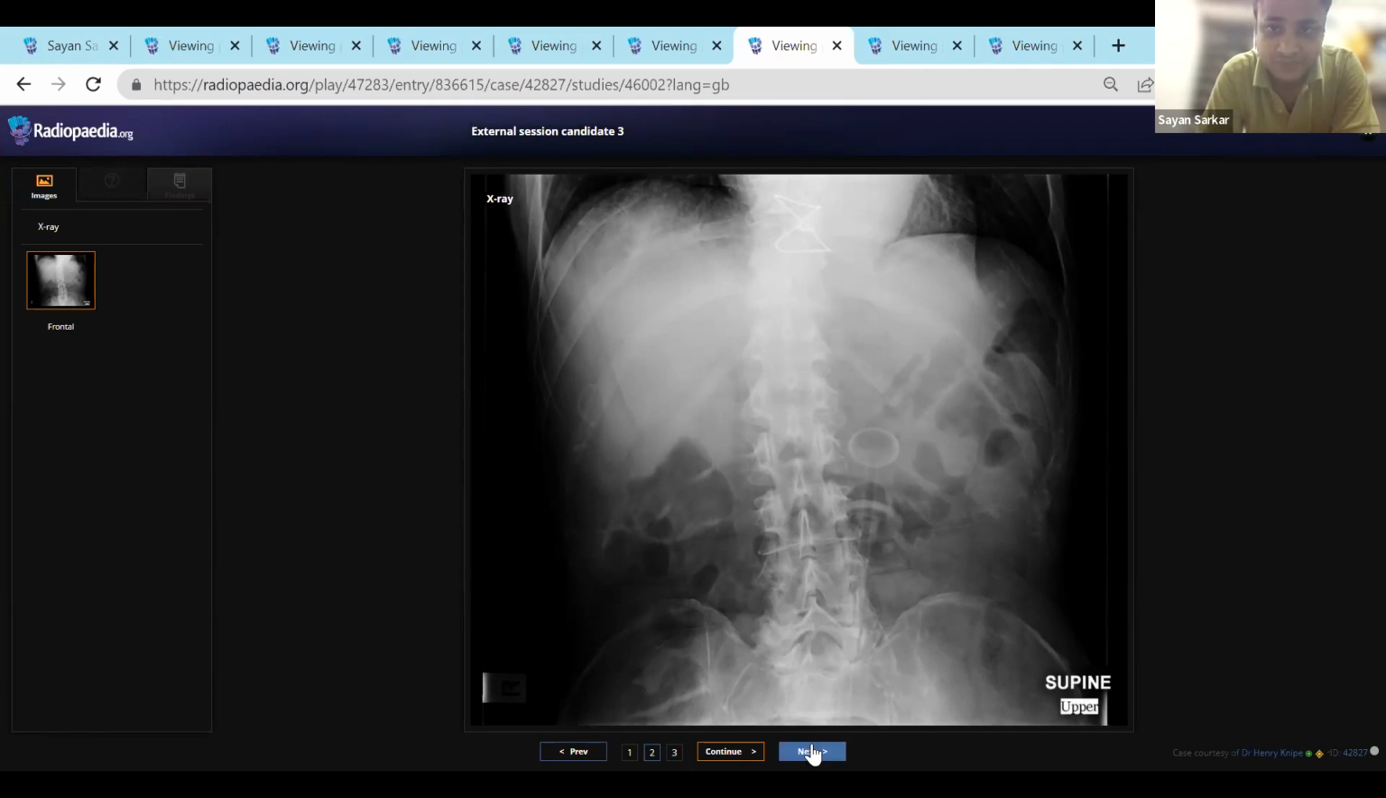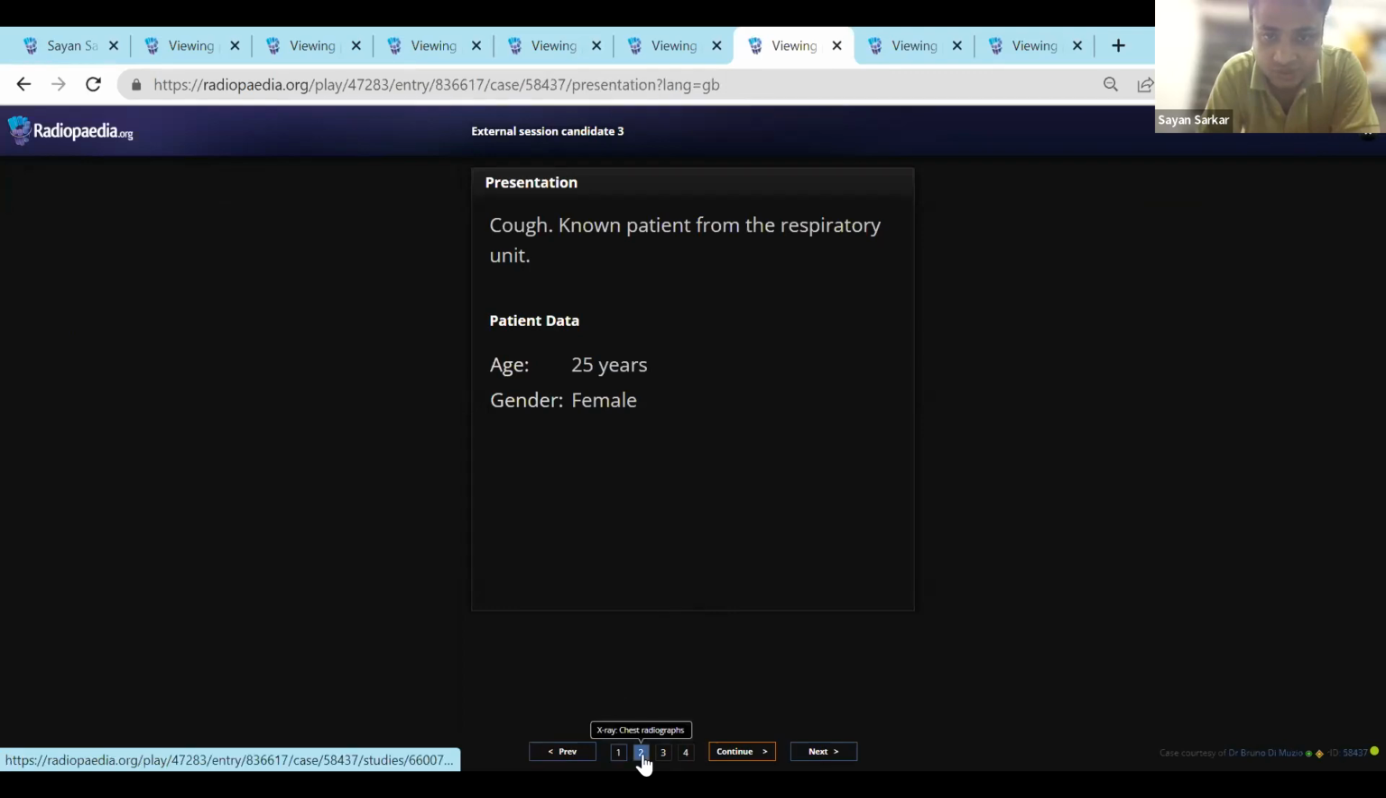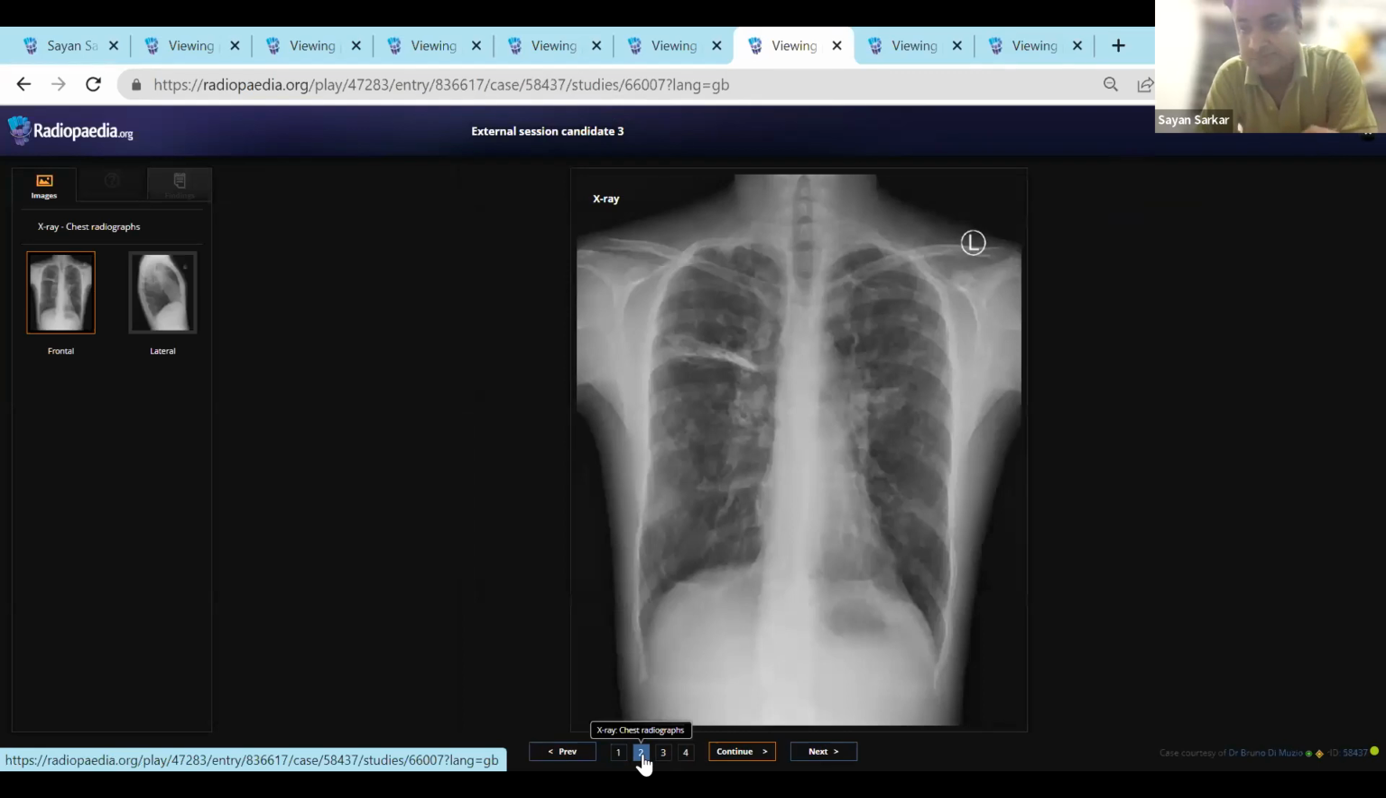Both are not the same patient, since I don't have the same patient's images. Both are different patients, but I want you to ignore the history and just see this image.